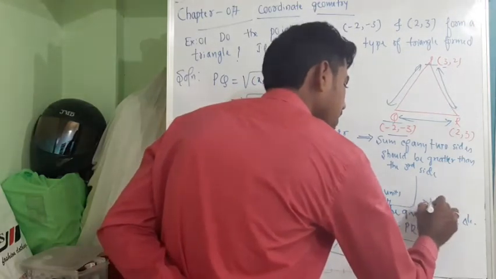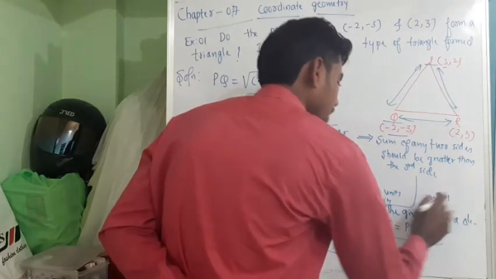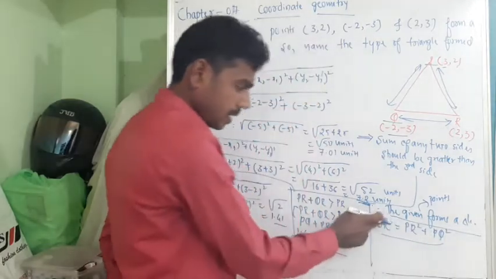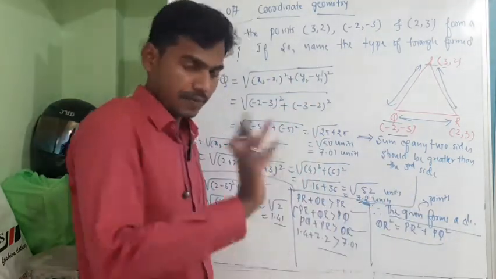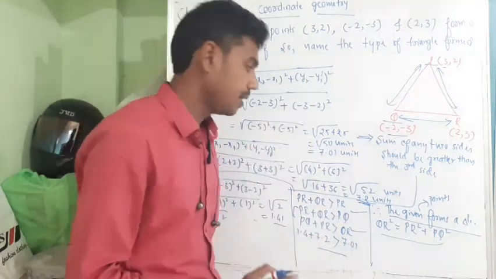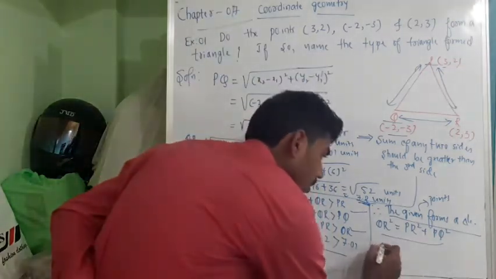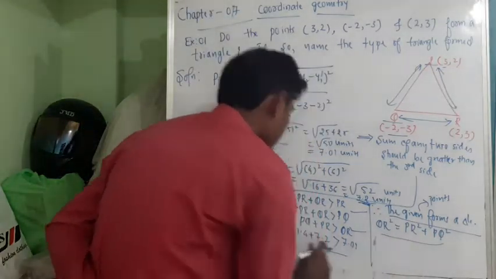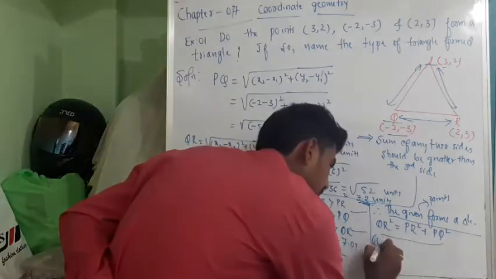Therefore, the given points, so this first conclusion is the given points form a triangle. That is the first conclusion. Second one, we need to name which type of triangle it is. Okay, so QR square is root 52 whole square.